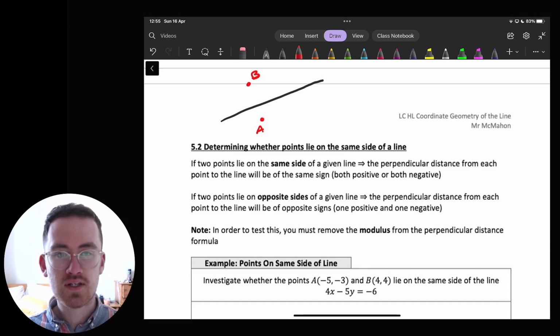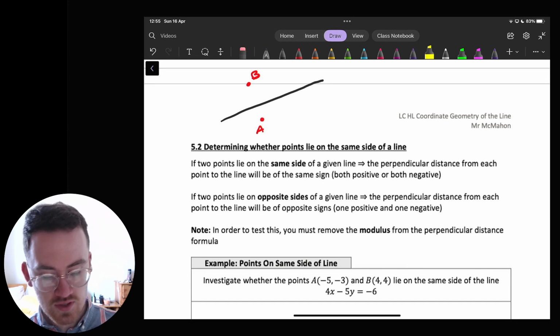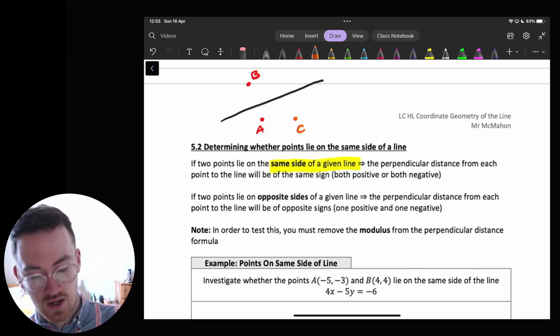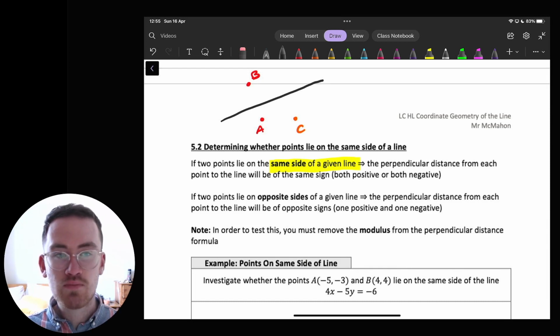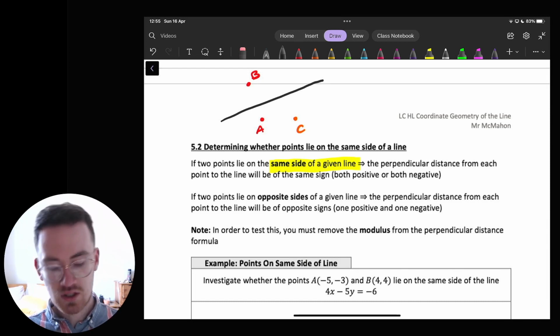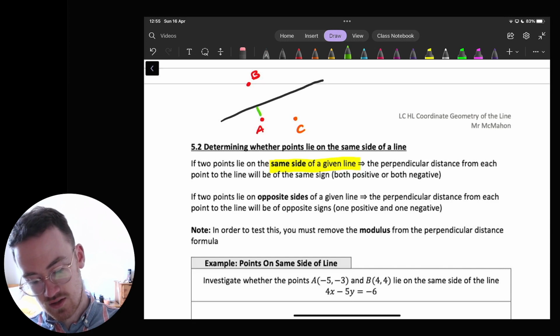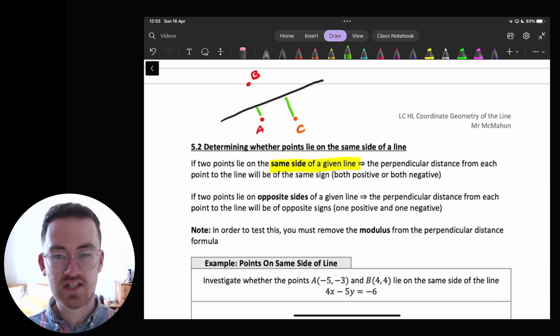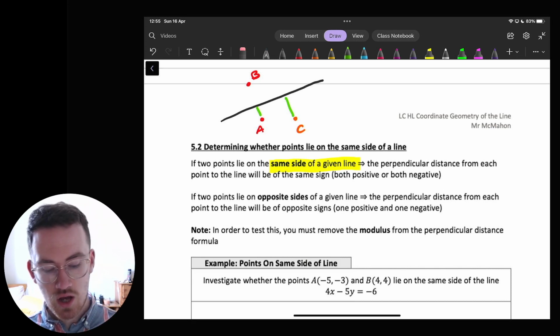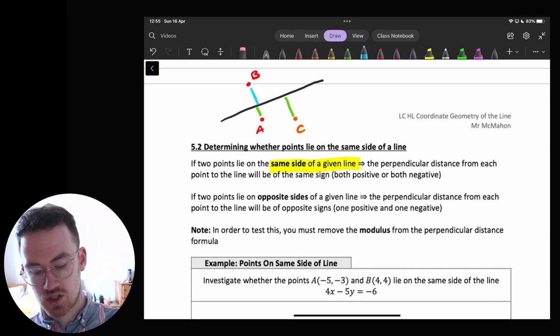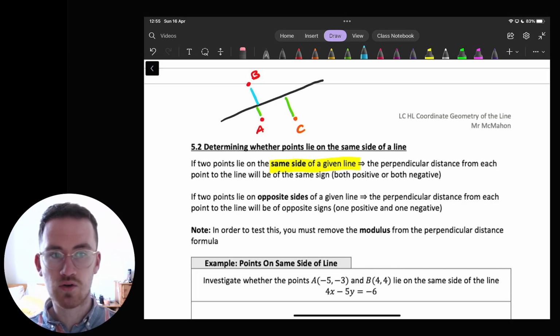So if 2 points lie on the same side of the line, say like A and C here, then what we'll have is the perpendicular distance from each point to the line. So this distance here, this green one, and the other are obviously different distances, but they will have the same sign. So the distance will be different, but they'll either both be positive or both be negative. If they're on opposite sides, then one of them might be positive and the other would be negative.